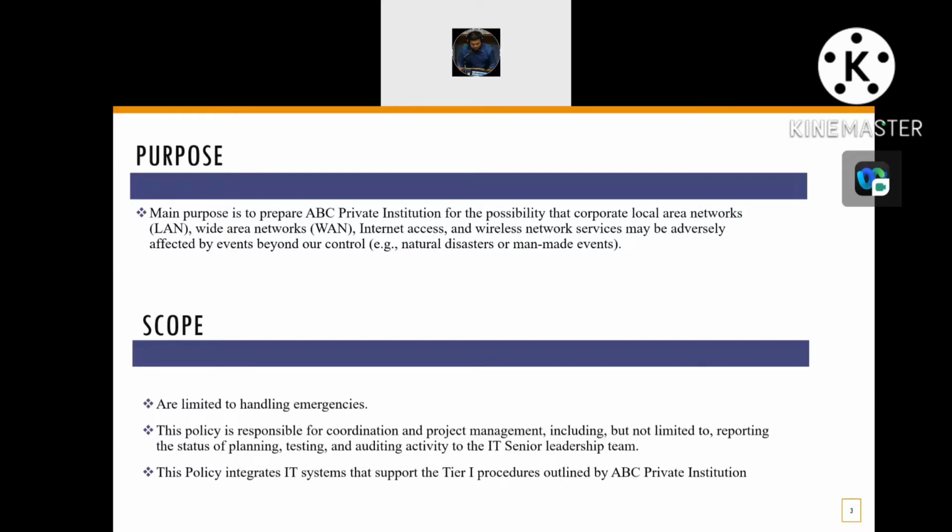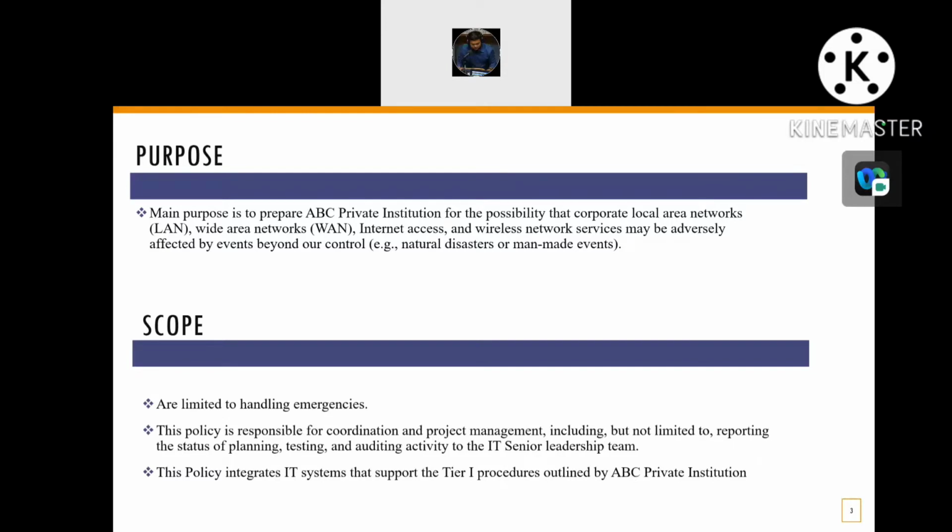network disaster recovery plan. It aims to get ABC private institution ready in case circumstances beyond our control impact corporate local network, wide area network, internet access, and wireless network services, such as a natural disaster or man-made event. It is expected of all ABC private institution locations that are connected to take preventive action wherever practical to reduce operational disruption and to respond as quickly as feasible to incidents.